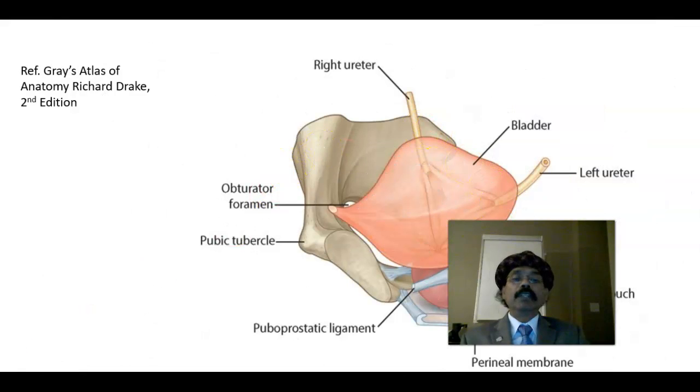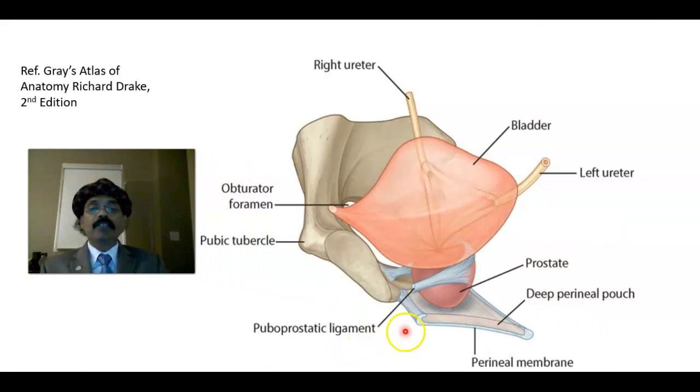We got one of the true ligaments, the puboprostatic ligament here. In case of female, we'll get the pubovesical ligament.